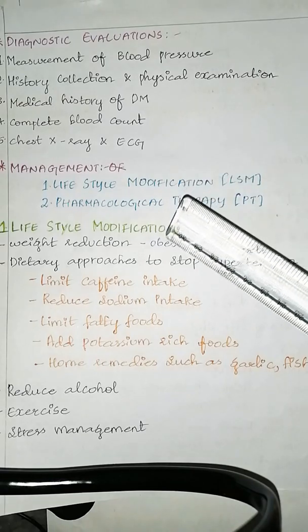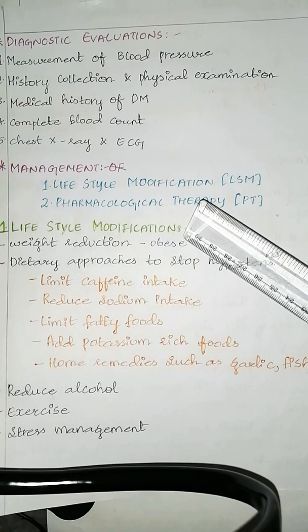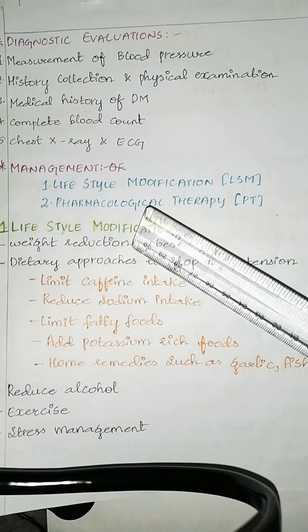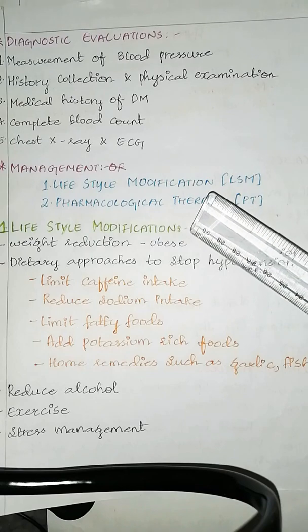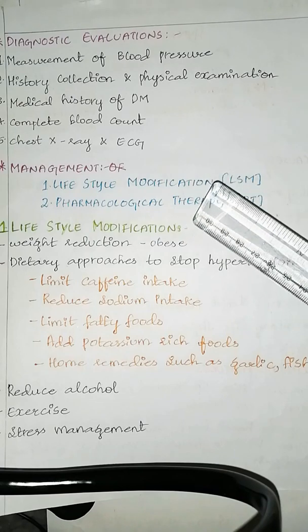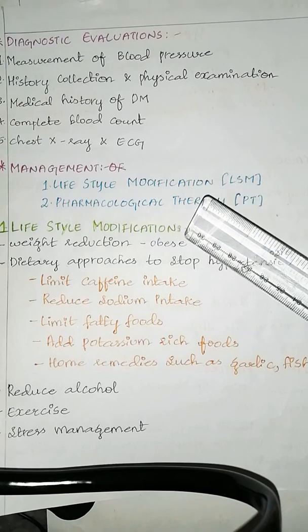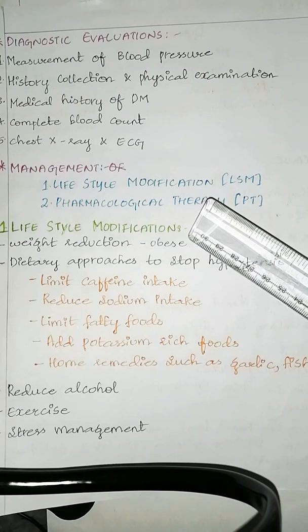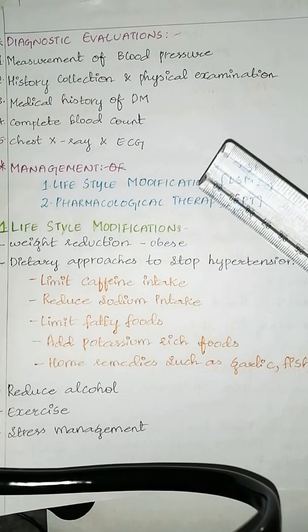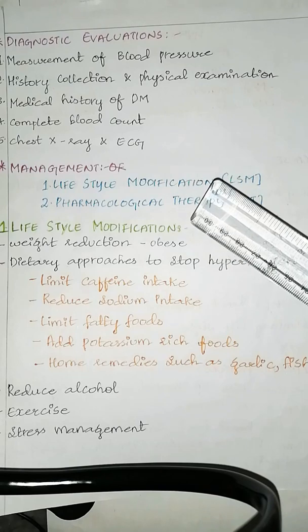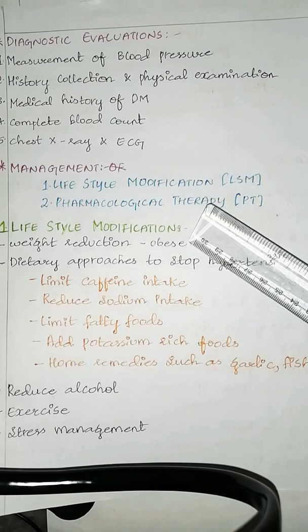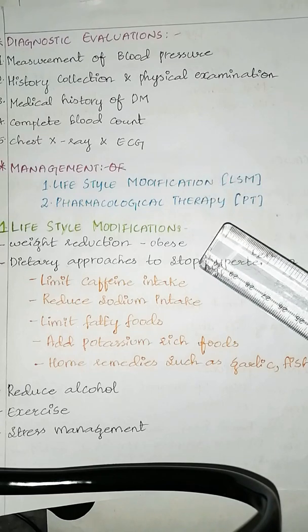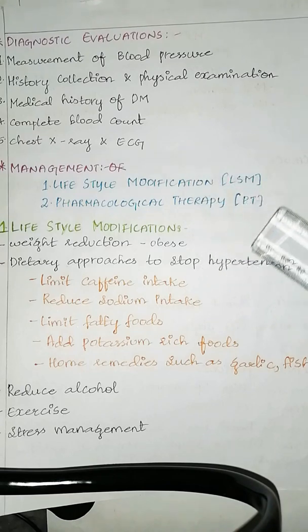So first, coming to the lifestyle modification, weight reduction in obese patients. Being overweight or obese can increase your BP. Chances of increasing BP are more in obese patients, especially abdominal obesity, which is a major cause of hypertension. Next is the dietary approaches to stop hypertension.